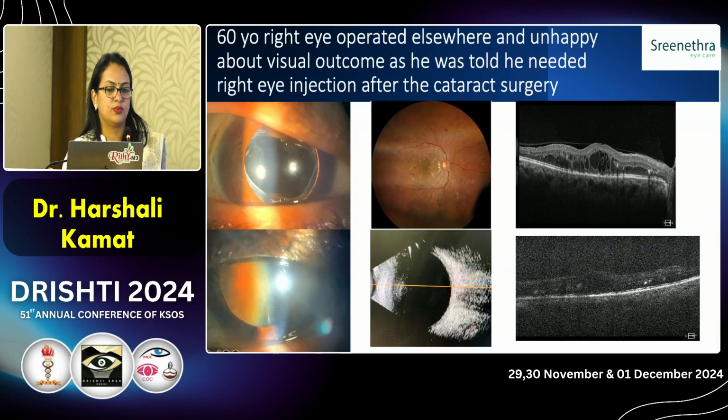So, to discuss one of the cases, it's a 60-year-old who was extremely unhappy with the cataract surgery done in one eye elsewhere because he was advised intravitreal injection after the cataract surgery. So, he's come for the other eye. The B scan looks normal. The OCT with poor signal strength does show mild edema. So, we proceed with intravitreal injection and then the cataract surgery, explaining the limited visual prognosis to the patient.